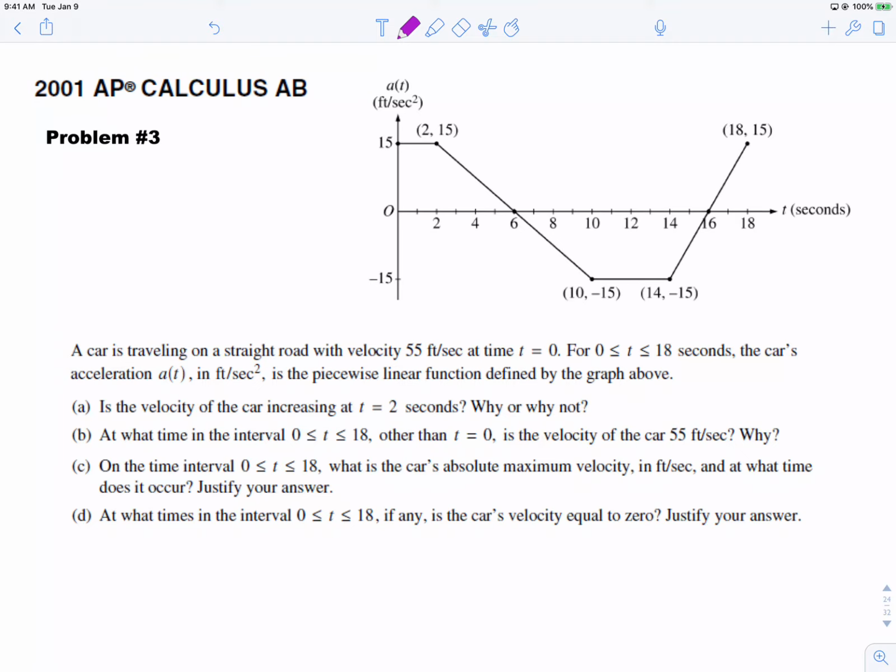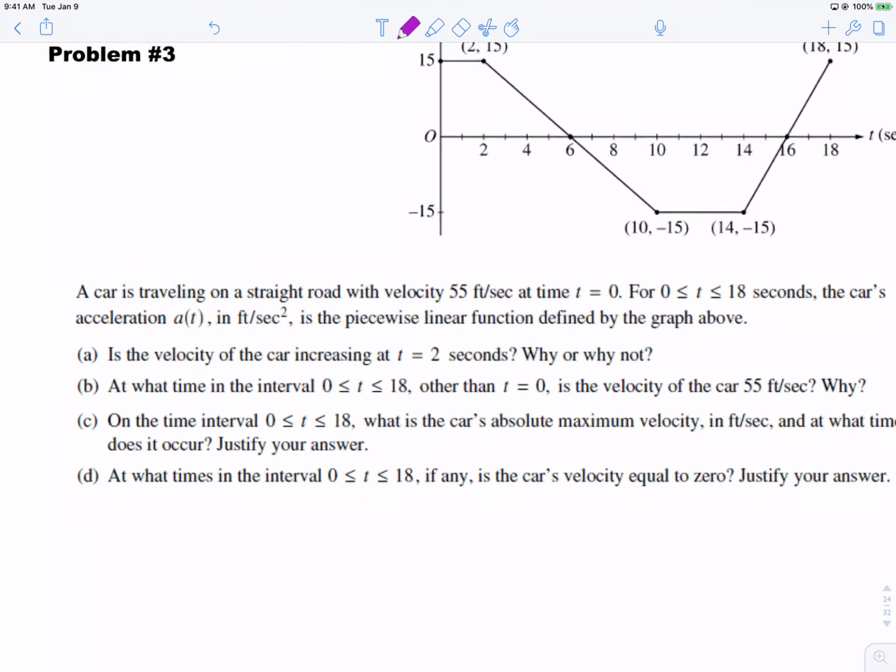All right, so we've got a graph here of acceleration. So a car's traveling on a straight road. You can read it. I'm not going to read it to you. All right, so let's take a look at what we need to do here. Is the velocity of the car increasing at t equals 2 seconds? Why or why not?